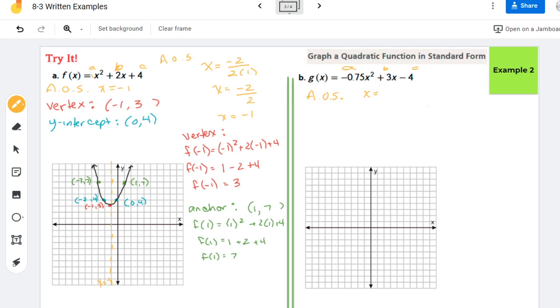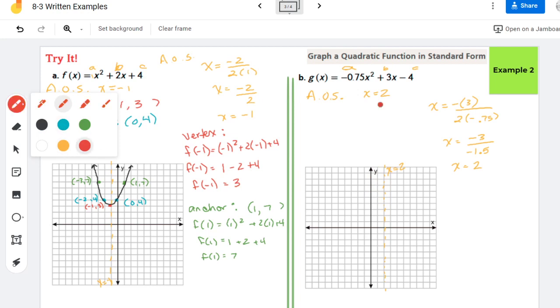Alrighty, so starting out to find my axis of symmetry. Now this one's interesting because our a value is a decimal, but don't let that freak you out. Up top I have a -3. Down below, 2 times negative 0.75 is negative 1.5. And -3 divided by negative 1.5 is 2. This actually is nice because it gives us a very clean number for our axis of symmetry. It gives us x equals 2.